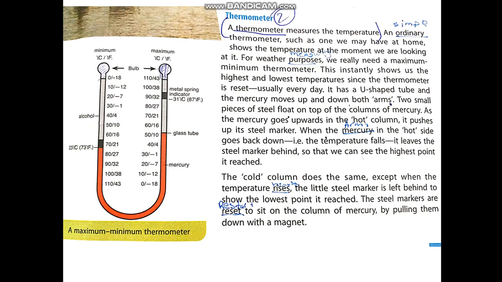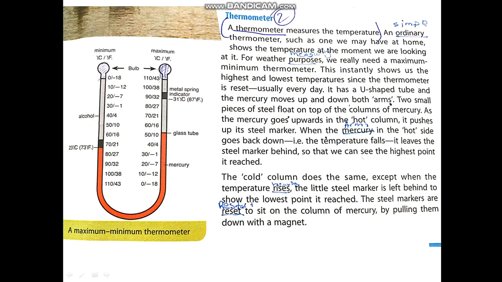For weather purposes, meaning measuring, we really need a maximum minimum thermometer. This is a diagram of a maximum minimum thermometer. It shows the maximum range of temperature or the minimum range of temperature.